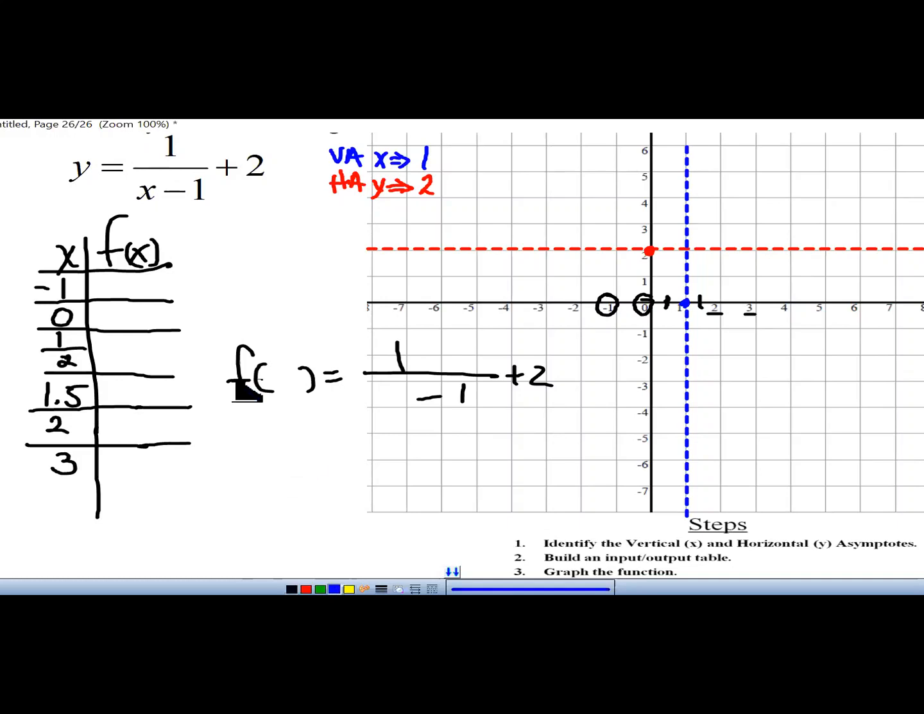So here we go. Let's do the first one, which is -1. So what is -1 minus 1? That's -2. So what is 2 plus -1/2? That's 1.5. The next one, I've got 1. And my next value is 0. So what is 0 minus 1? -1. So what is 1 over -1? -1 plus 2 is 1.